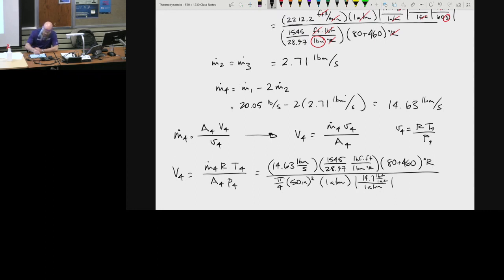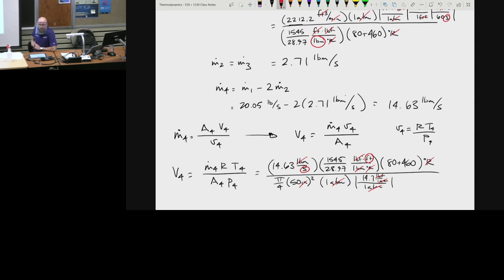All right, let's check our units before we calculate here. Pounds mass is going to go away. Degree Rankine is going to go away. Pounds force is going to go away. Inches squared is going to go away. And atmospheres are going to go away. And we end up with feet per second, which is what we need. Always feels good when our units work out.